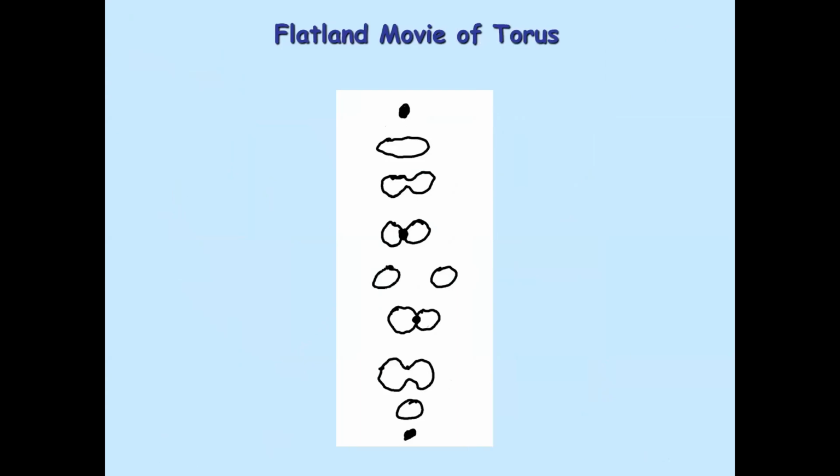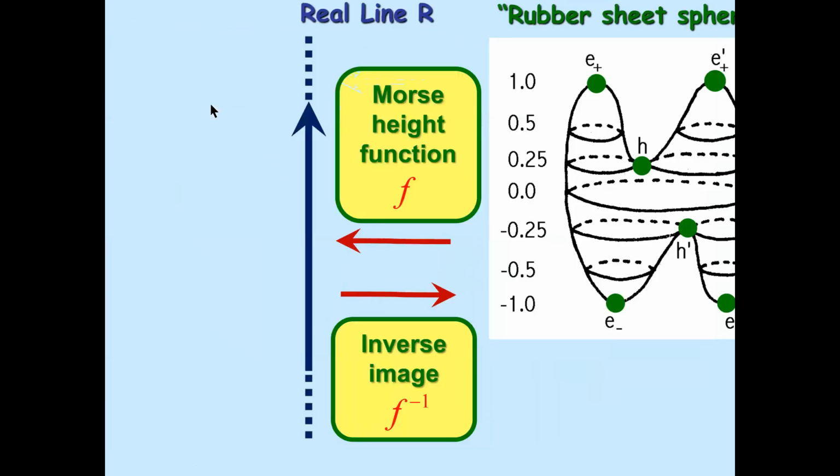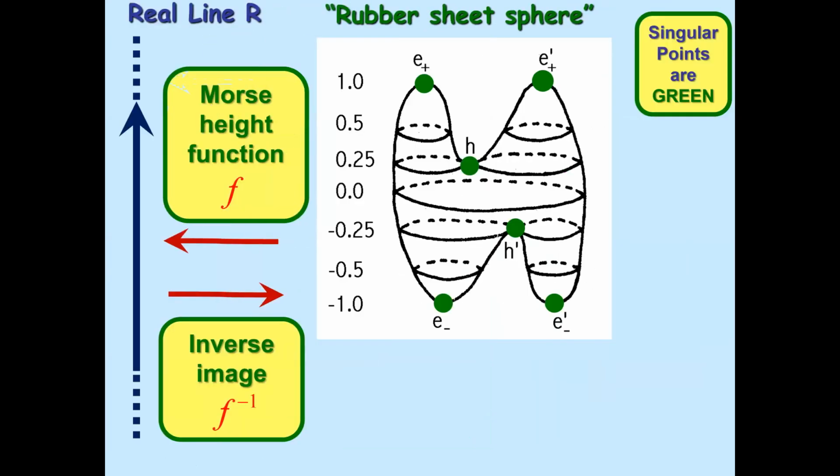And so here is a Flatland movie of a torus in a non-standard position. This is the torus itself in the position I just showed you. Excuse the graphics, I need to improve that graphic. We'll be talking about this in the context of rubber sheet geometry. We have the Morse height function, and this is the distorted 2-sphere. Think of the surface of a ball as made of a rubber sheet, and we can distort it if we'd like.